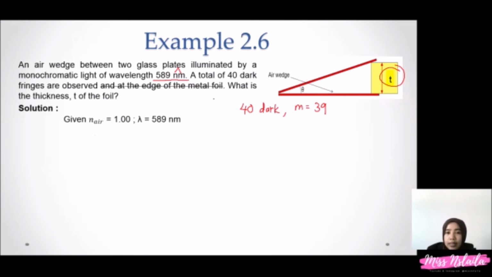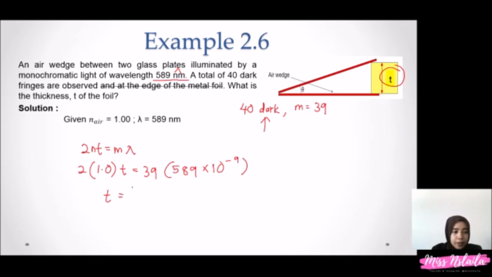To find the thickness, since we refer to the dark fringe, we are going to use this equation: 2nt equal to m lambda. To determine n, the refractive index of the medium, we always refer to the air wedge. So the refractive index of air in between these two glass plates is 1.0. Thickness t equal to m, which is 39, times the wavelength 589 times 10 to the power of negative 9. So we will get the thickness 1.15 times 10 to the power of negative 5 meter.